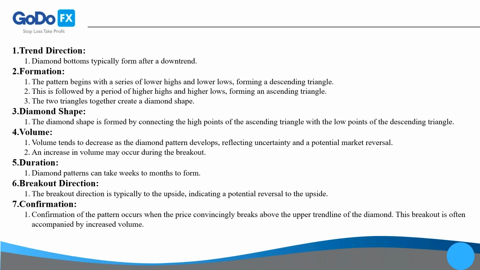So the volume tends to decrease as the diamond pattern develops, reflecting uncertainty and a potential market reversal, but an increase in volume may occur during the breakout. So the diamond pattern can take a few weeks or a few months to form. And the breakout direction is typically to the upside, indicating a potential reversal to the upside. And to confirm this pattern, when the price convincingly breaks above the upper trend line of the diamond, this breakout is often accompanied by an increase in volume.